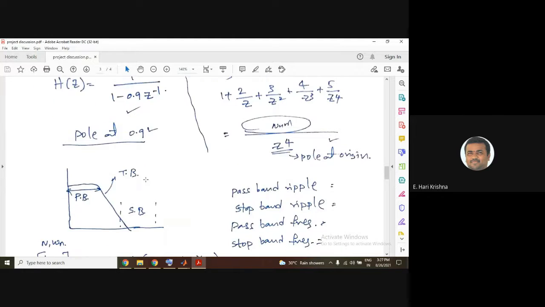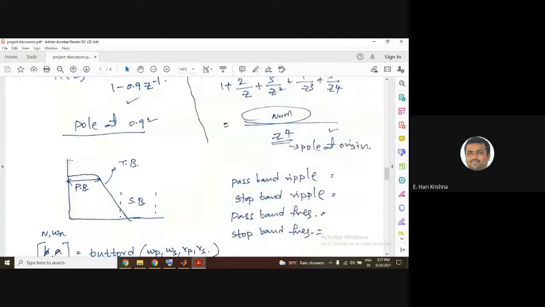Right, next. This is a typical filter response. We'll consider the pass band, transition band, and stop band, and pass band ripple or pass band magnitude, stop band ripple, pass band frequency, and stop band frequency.